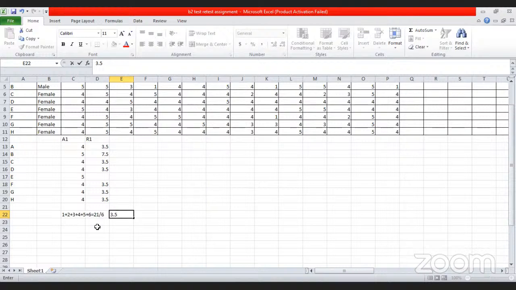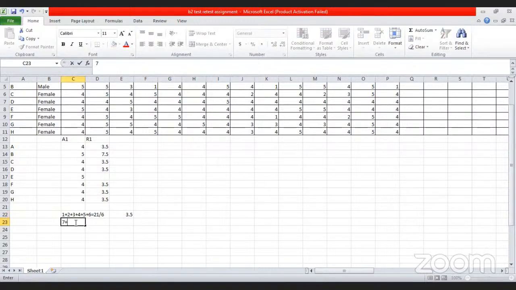Is it clear now? Okay, so 4 takes up to 6 positions. Now we have to rank the 5. So we have to calculate from the 7th position, because 4 takes the 6 positions. But 5 is also there twice. So we have to do 7 plus 8, because 5 also takes the 7th and 8th position. So you have to sum up 7 plus 8 by 2, because 5 is twice.